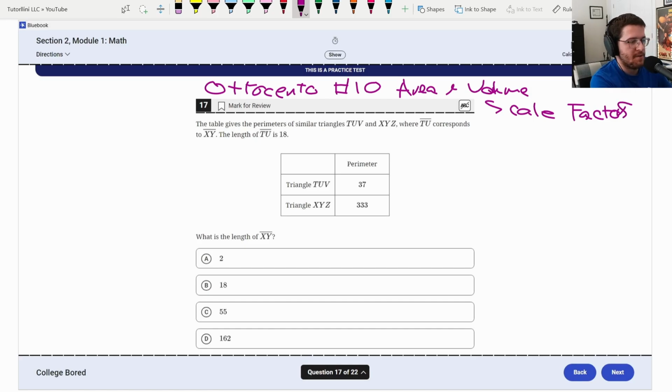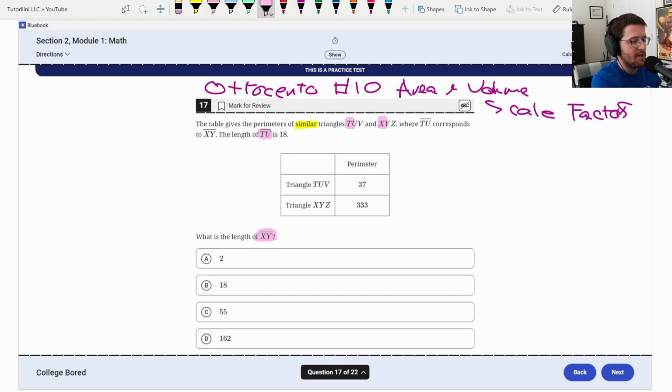So in that video, we talk about how to look at scale factors for similar shapes. So first thing you should notice is that these shapes are similar. Second thing you should notice is that TU and XY are corresponding sides. If you make a picture, you can tell that, but even if you don't make a picture, look at the similarity statement. See how TU and XY are in the same part of the statement? They're both like the first letter and the second letter. So those are corresponding sides.